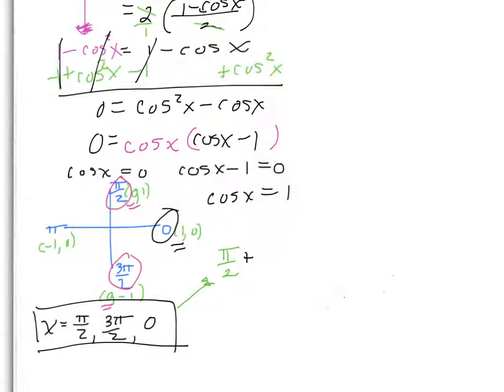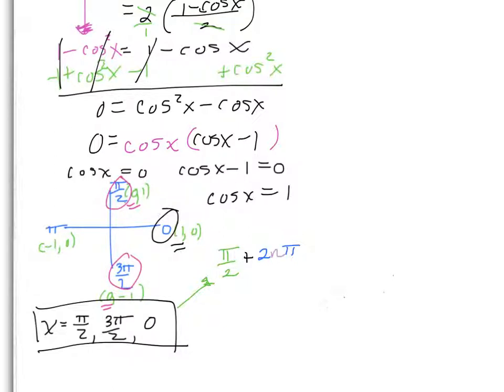So I don't know how many full revolutions they want, but it's an infinite number. So I'm going to add, let me get a different color, 2n pi. N represents the number of revolutions. Well, it's an infinite number. So if you wanted the first 5 revolutions in the domain, you would just keep multiplying and adding.